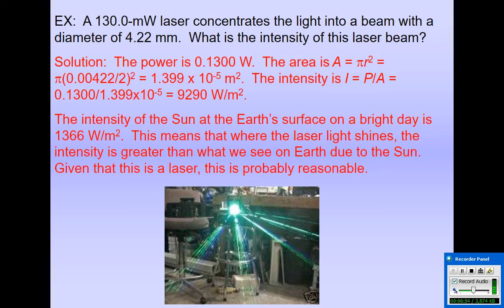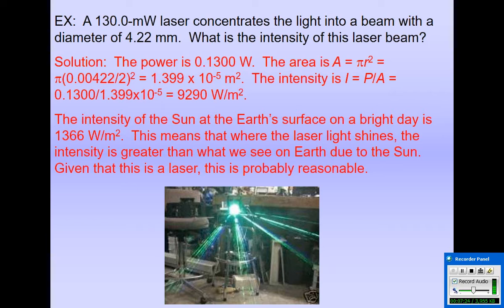So in standard units, the power is 0.1300 watts. The area that is being illuminated is circular, so we have to do pi r squared. Since we were given the diameter, we have to divide that by 2. So the area is 1.399 times 10 to the negative 5 square meters. We have the power, we have the area being illuminated, we divide them, and we get 9,290 in standard units of watts per square meter.